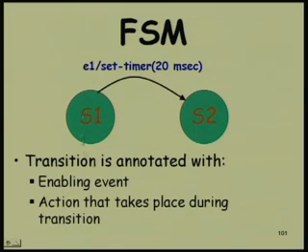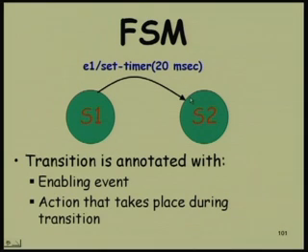Now, the convention that we will use in our modeling is that two states are denoted S1 and S2. The transition is annotated with the event that causes this transition, and also, as the transition occurs, the action that takes place during the transition. If you refresh your knowledge on FSMs, you will see that there are two types of FSMs, the Mealy machines and the Moore machines. Those things we will not go into.